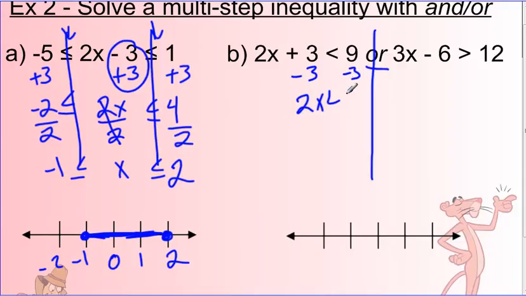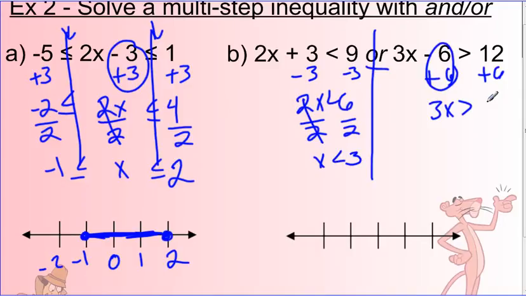6, divide by 2 on both sides. X is less than 3. So we solved this one. Now we're going to solve this one. We're going to add 6 to get rid of him. 3x is greater than 18. Divide by 3, divide by 3. These cancel. X is greater than 6.